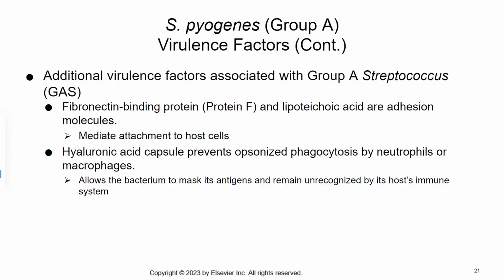Additional virulence factors associated with Group A strep: fibronectin binding protein, or protein F. Hyaluronic acid capsule prevents opsonized phagocytosis by neutrophils or macrophages. It allows the bacterium to mask its antigens and remain unrecognized by its host's immune system.